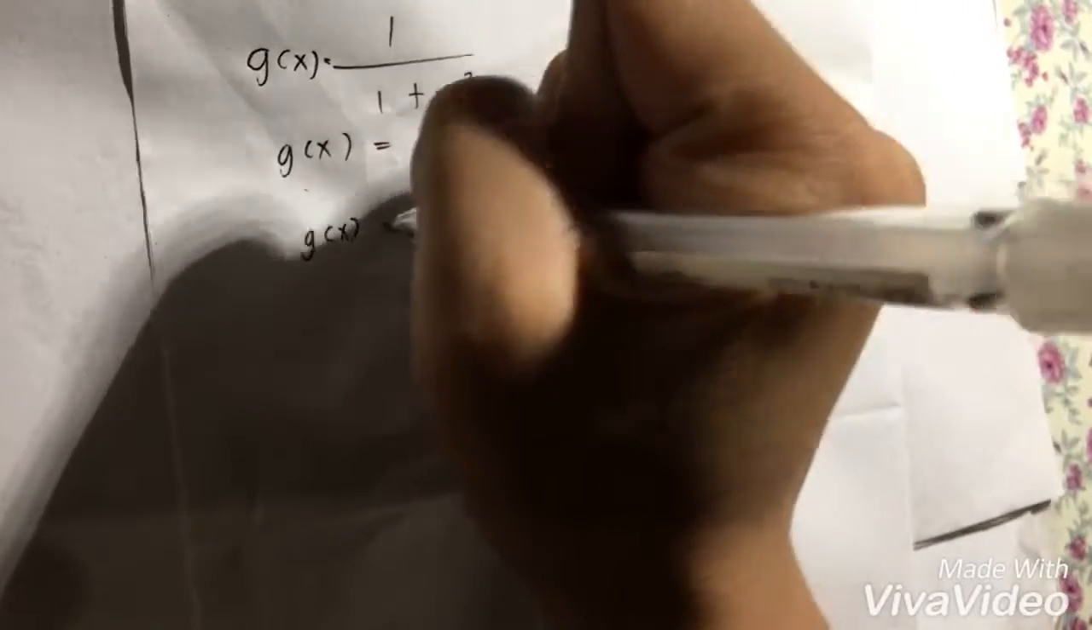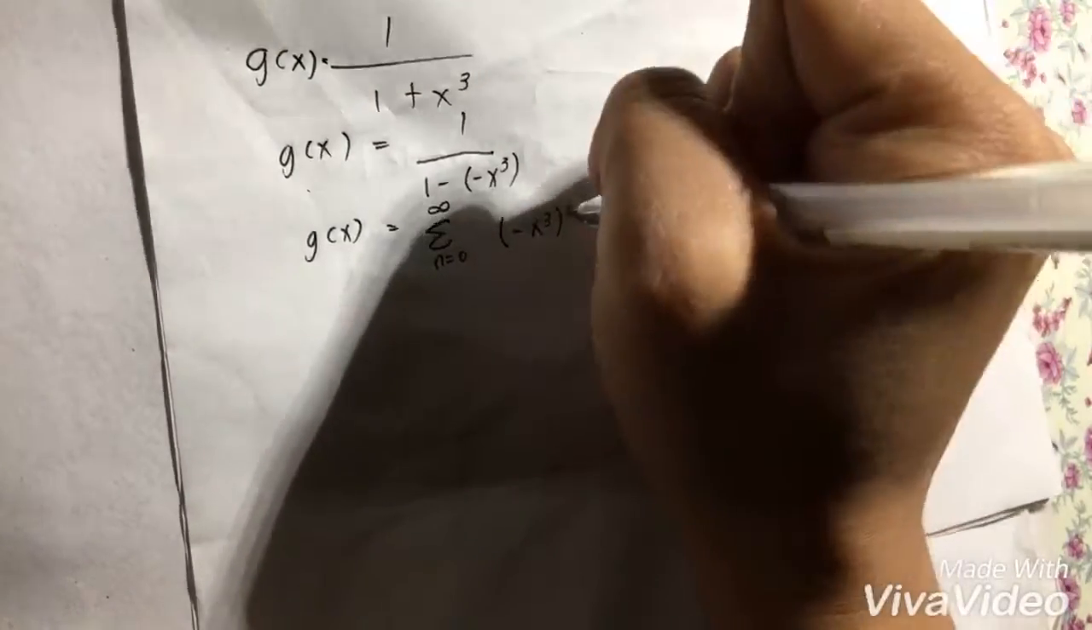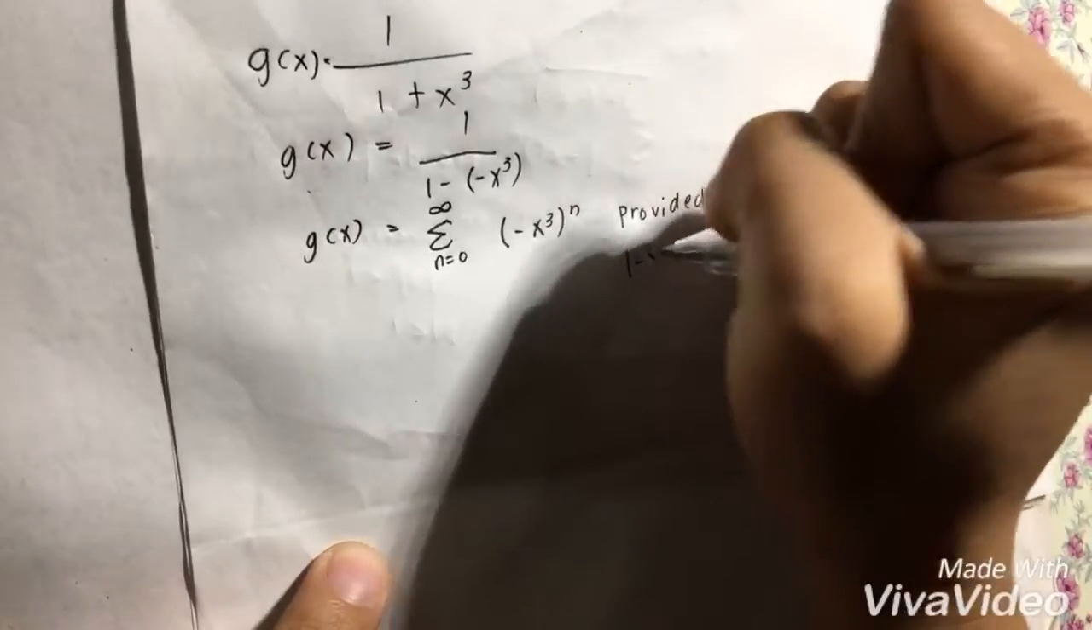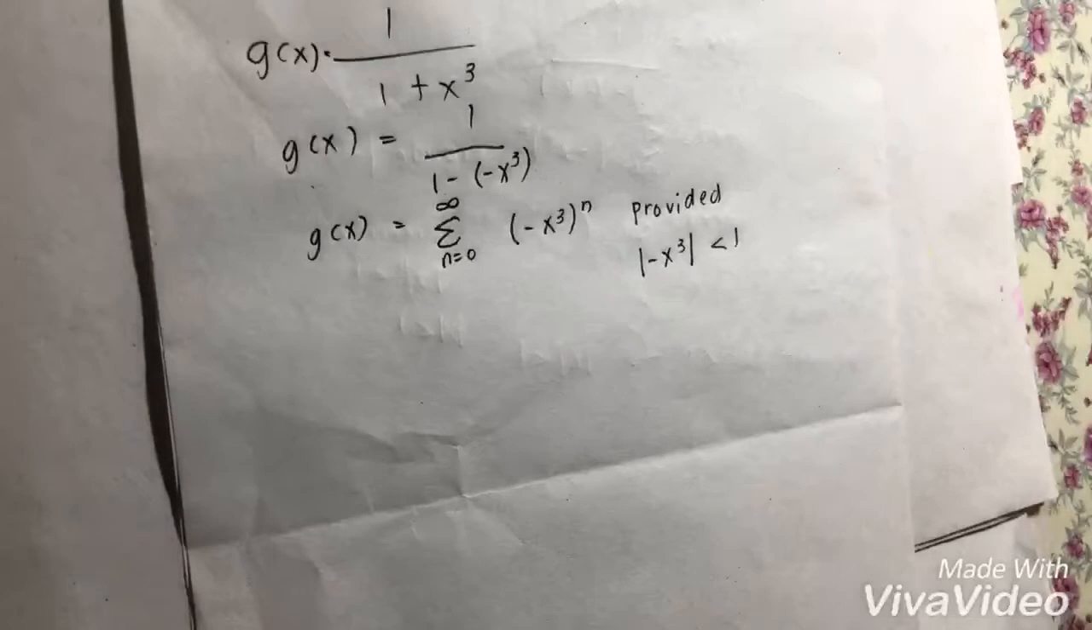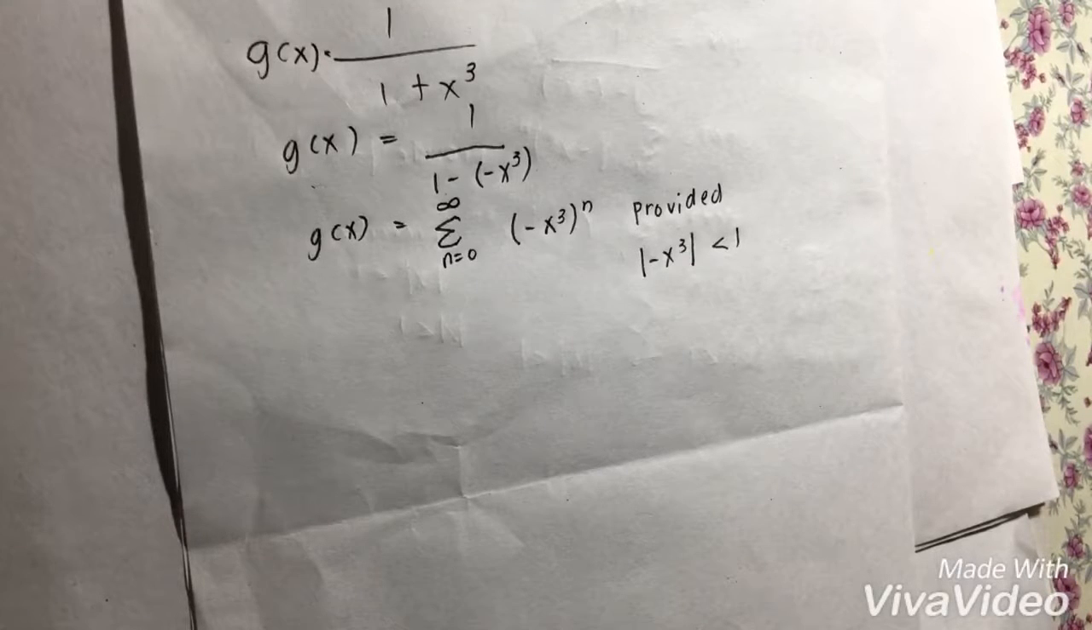g(x) = the summation from n = 0 to infinity of (-x³)^n, provided the absolute value of -x³ is smaller than 1. Notice that we replace both the x in the power series and in the interval of convergence. All we need to do now is a little simplification.